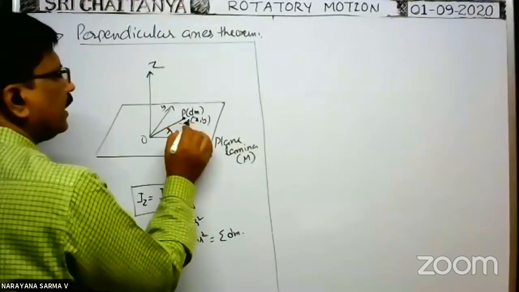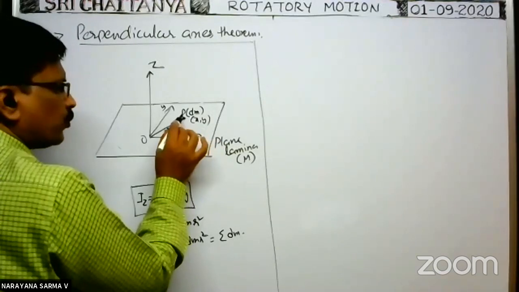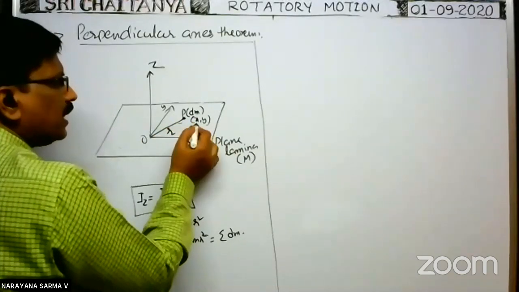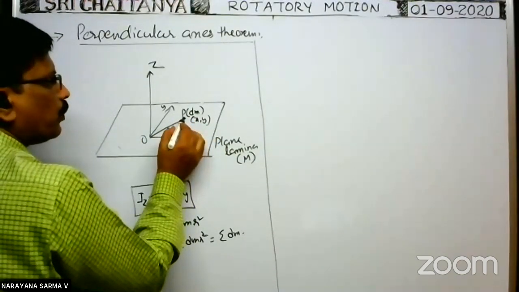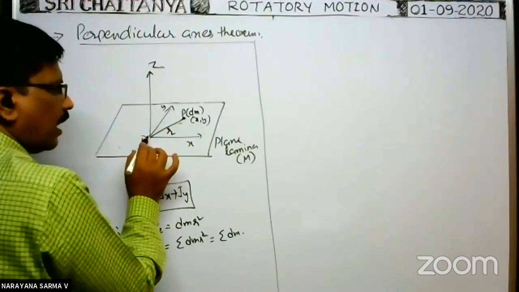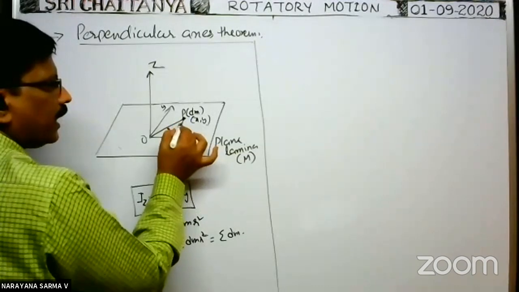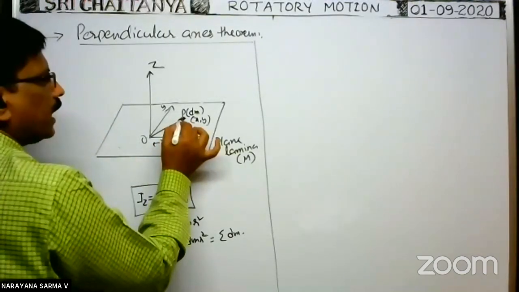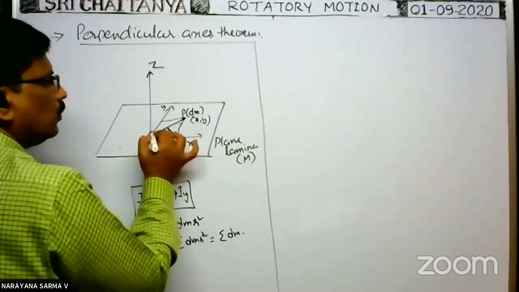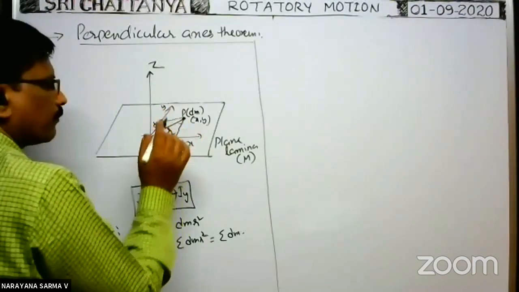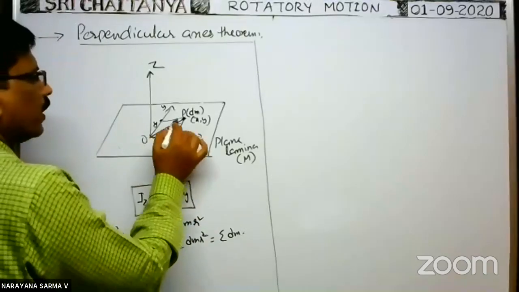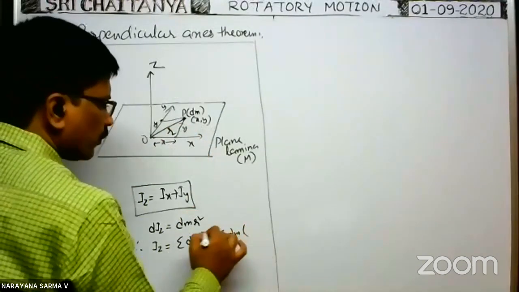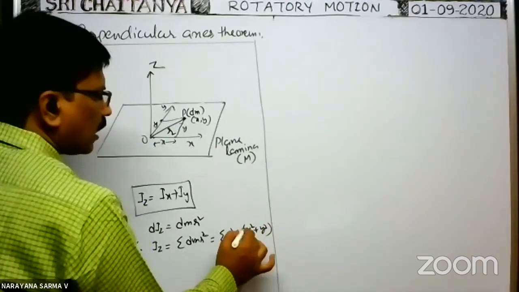You see here, the xy coordinates of this particle are x and y, and the perpendicular distance is r. What is the meaning of these coordinates? The x coordinate is x, meaning this particle is at a perpendicular distance x from the origin along the x axis. From this point you draw a perpendicular line parallel to the y axis; this distance is equal to x. From this point you draw a perpendicular line onto the y axis; this distance is equal to y. Then r square can be written as x square plus y square, or y square plus x square.